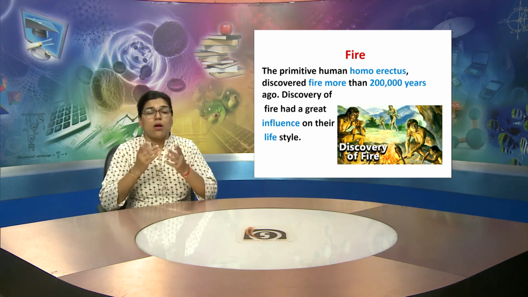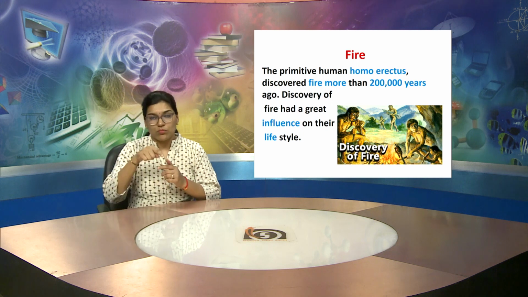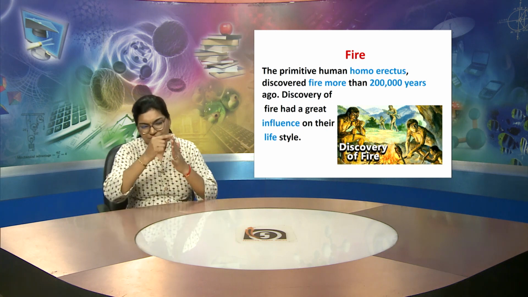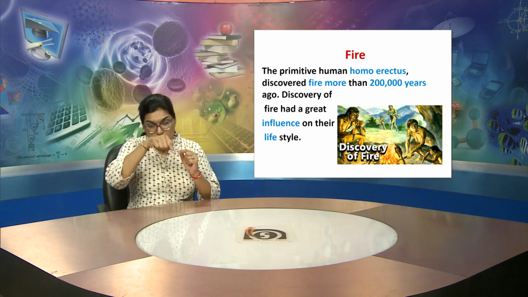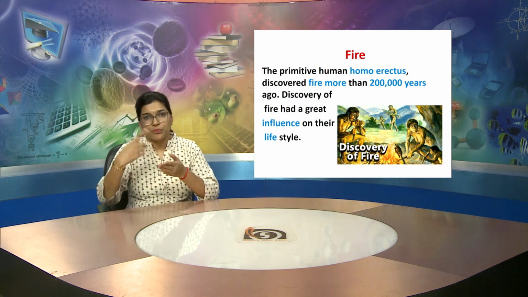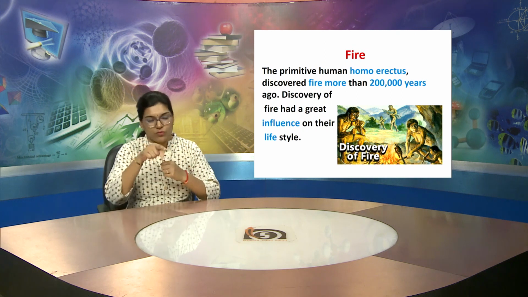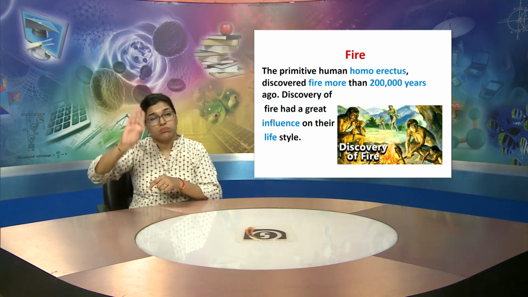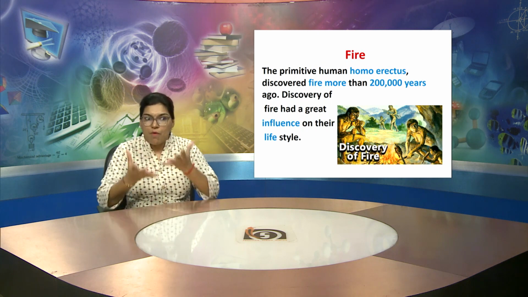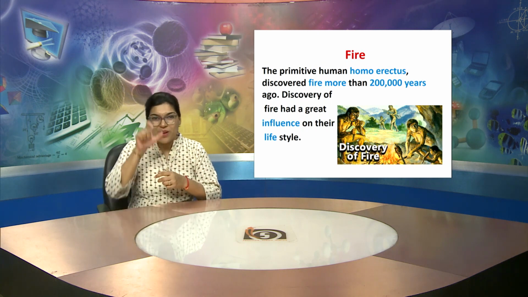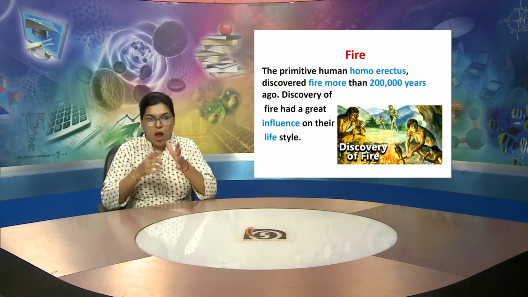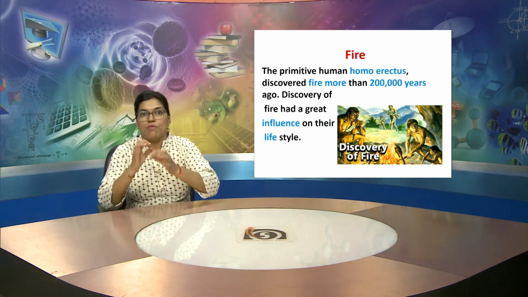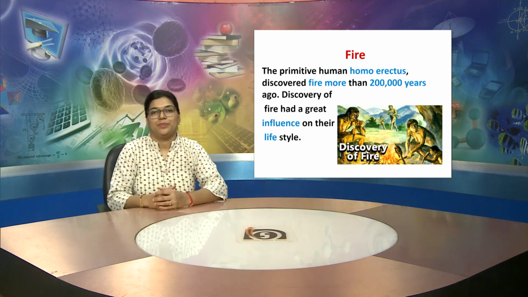Now this image you can see on screen is about fire, and in this you can see the primitive human. His name is Homo erectus. There are different stages of human evolution that we will be showing. Here we are talking about Homo erectus. The primitive human, Homo erectus, discovered fire. And let me tell you that the discovery of fire was more than 2 lakh years ago.